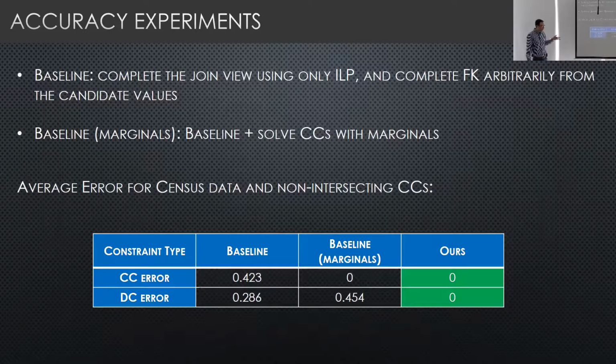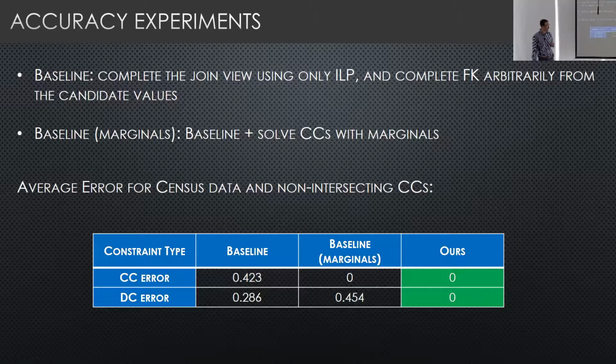So as part of our accuracy experiments, we've compared our approach to two different baseline versions. The first one completes the join view using only the ILP approach without the lattice algorithm, and then assigns foreign keys arbitrarily based on the list of candidates for each row. The second version of the baseline is identical to the first one, but it just augments the ILP with marginals, as does our solution.